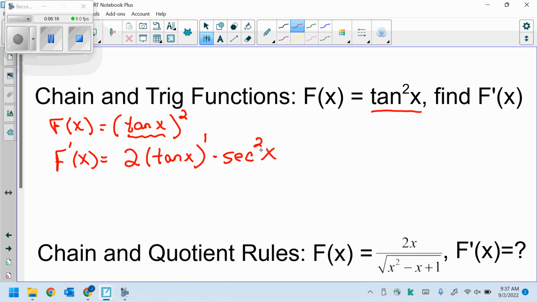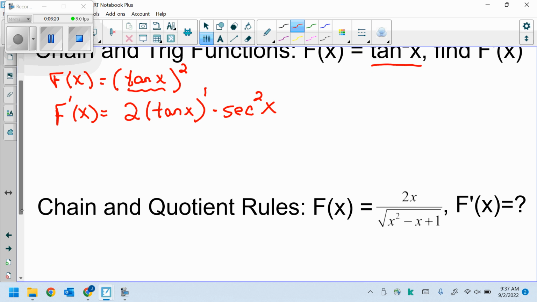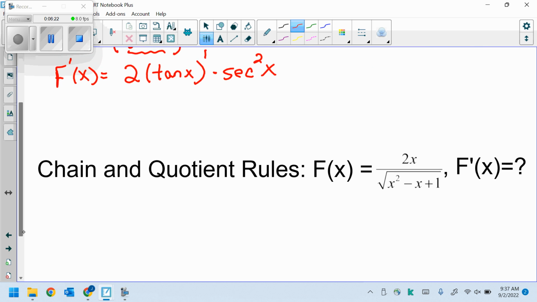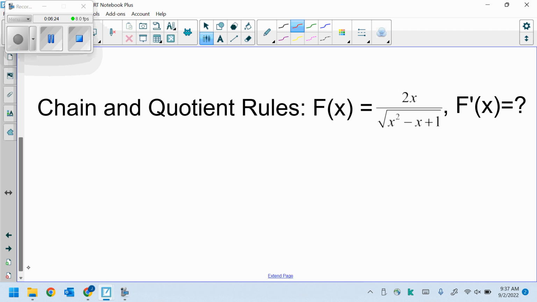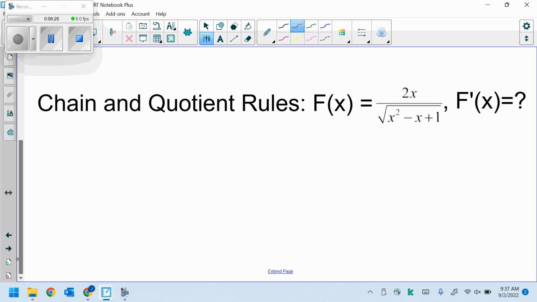I don't see any reason to simplify that. I think that's fine. Now chain and quotient becomes tedious, and not any more difficult, but just tedious. Remember, I'm always going to take a radical sign and turn it into a fractional exponent.